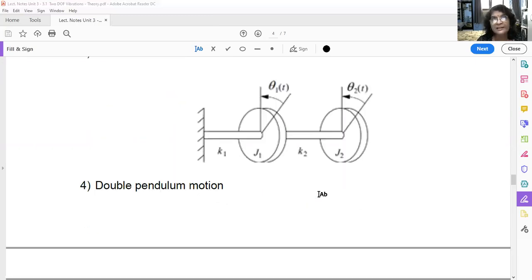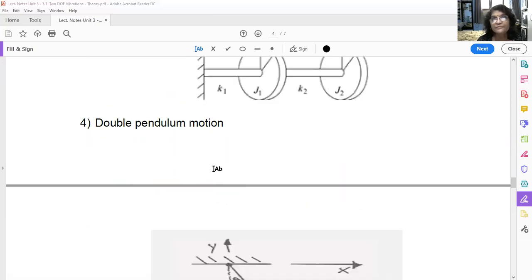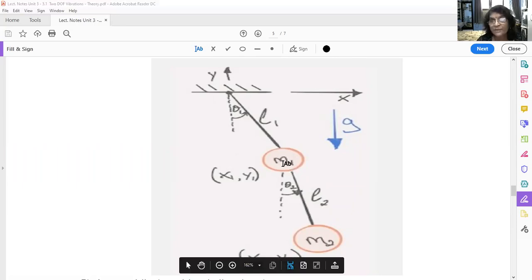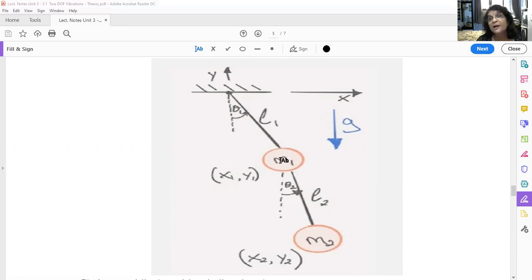Then there is an example of a double pendulum. See, a single pendulum is a single DOF system, and when you connect another pendulum here, it becomes a 2 DOF system. Because we cannot completely define the motion of this double pendulum by only one parameter, theta 1. You have to define 2 parameters here, theta 1 and theta 2. That's why this becomes a 2 DOF system.